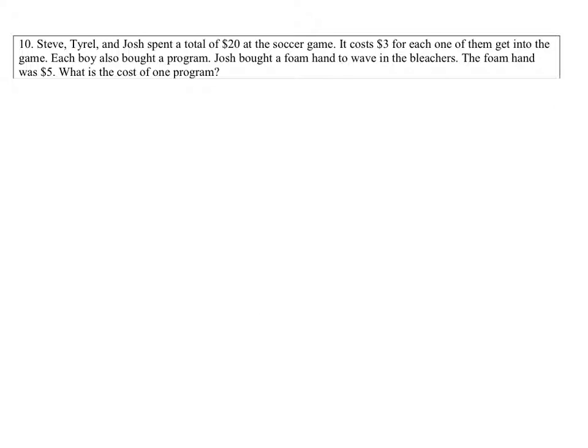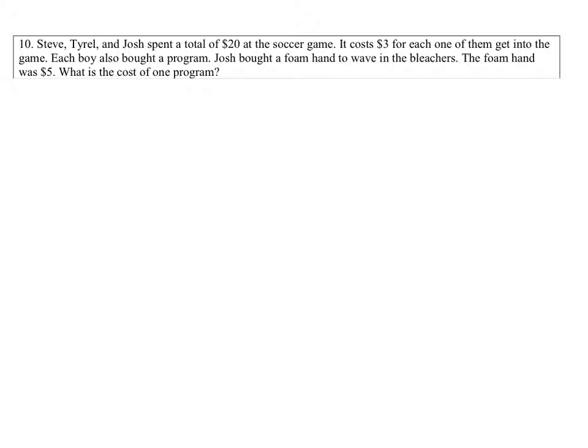Steve, Terrell, and Josh spent a total of $20 at a soccer game. It cost $3 for one of them to get into the game. Each boy also bought a program. Josh bought a foam hand to wave in the bleachers. The foam hand was $5. What was the cost of one program?